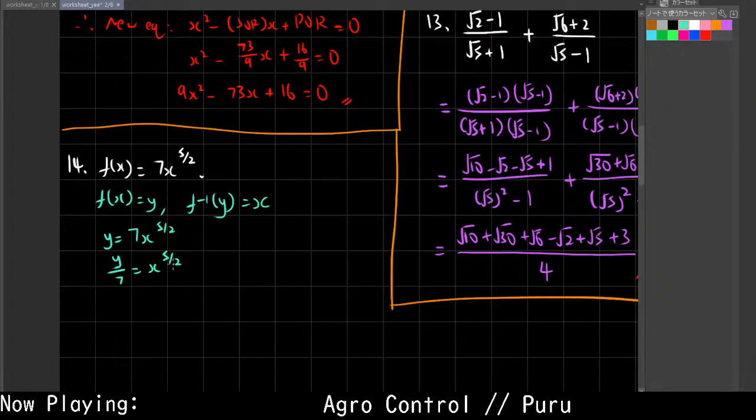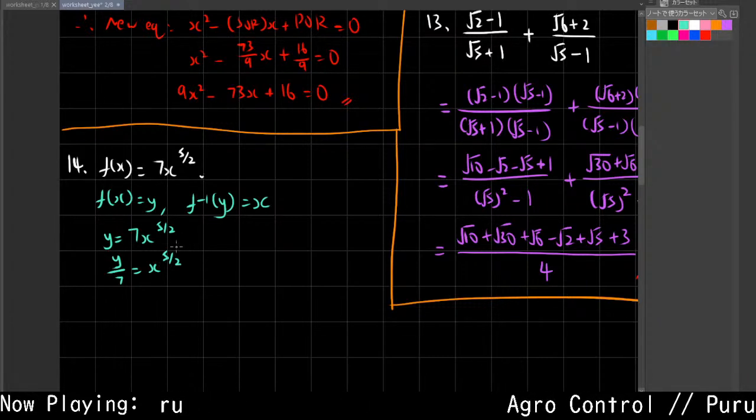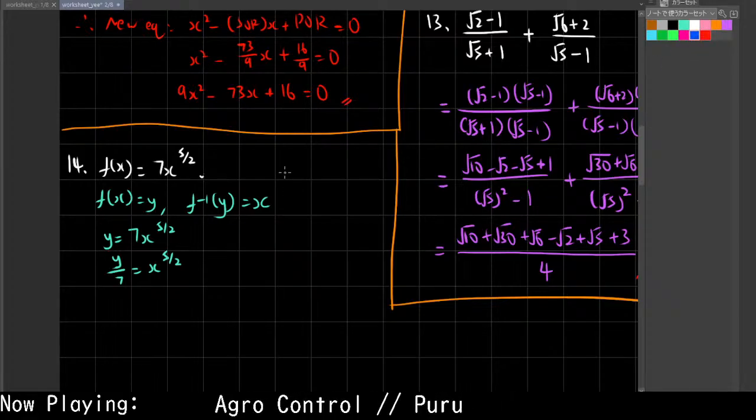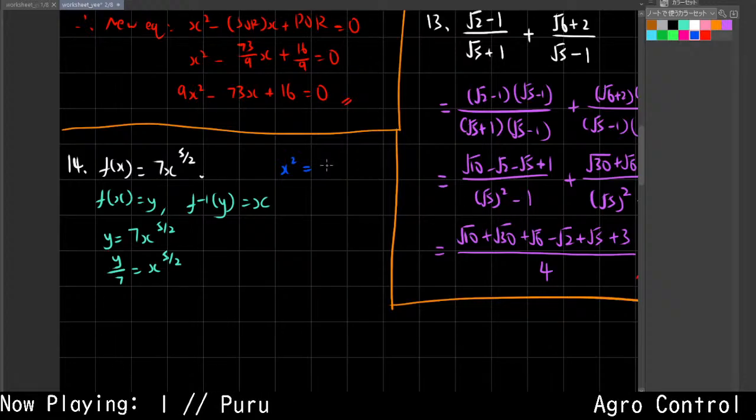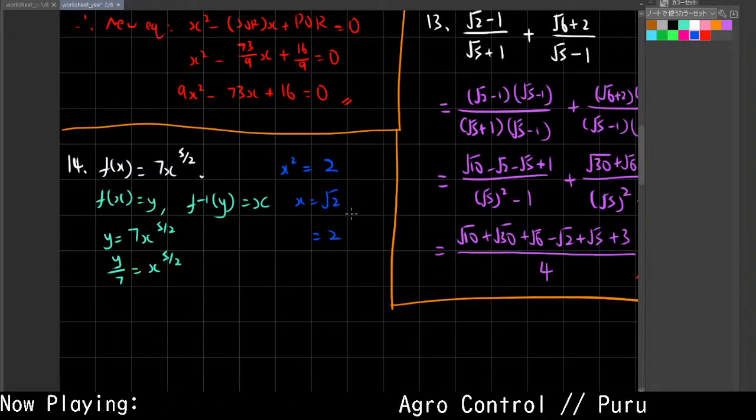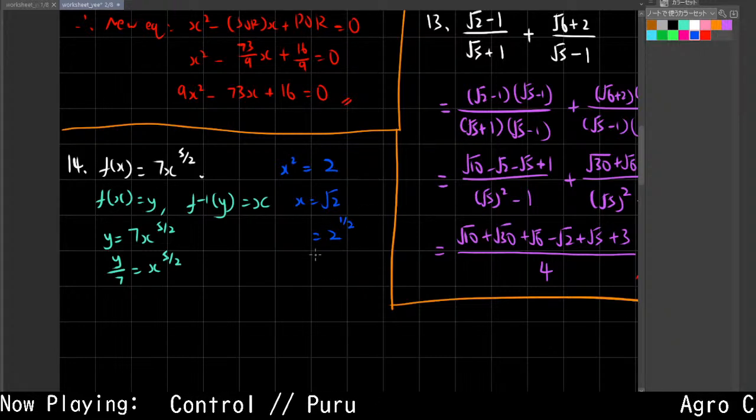Anyway, your 5 over 2, you can actually bring. To get rid of the power, if you bring it over to the other side, you actually turn it into a reciprocal. So you just flip it around. It's like how if you bring your square over to the other side, it turns into a square root, because you flip your power to its reciprocal. So you flip it upside down. This way you get 1 over 2, this way it's a square root.